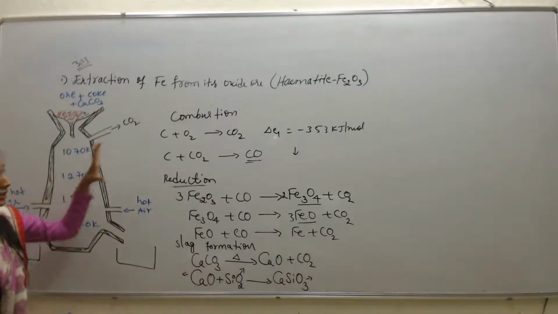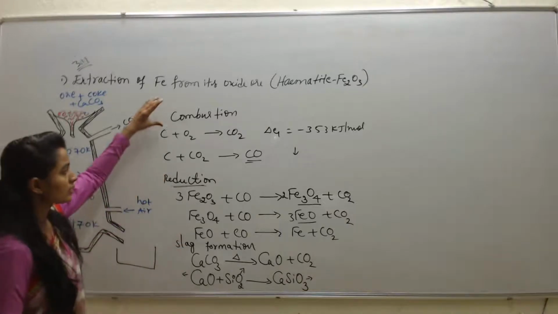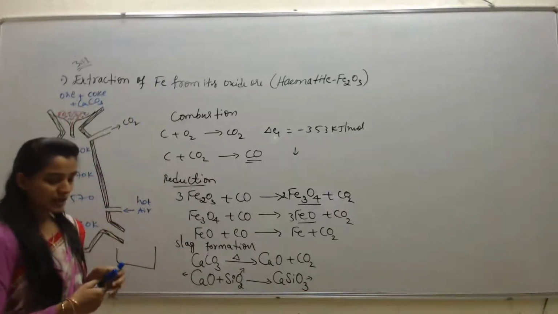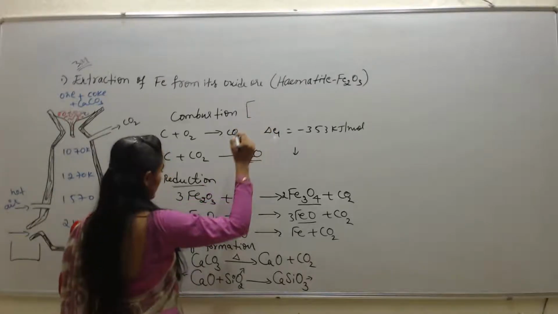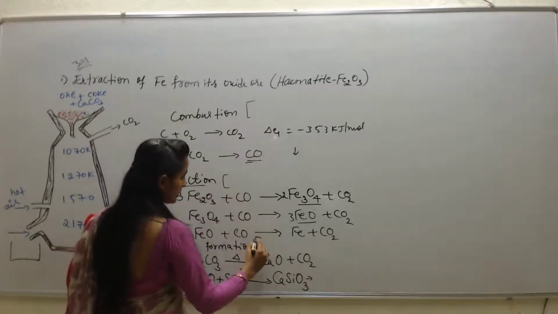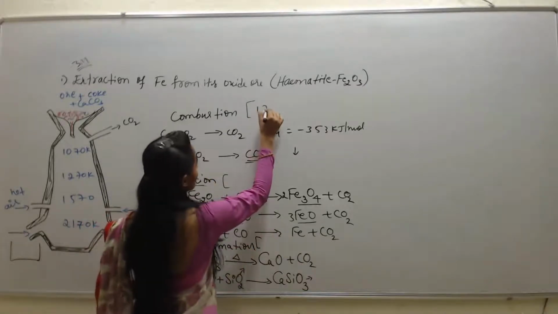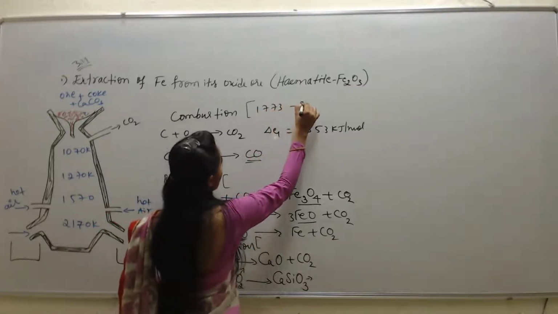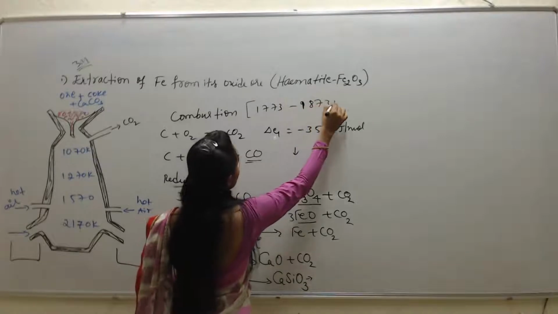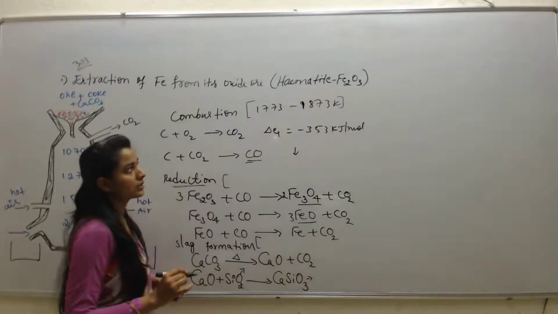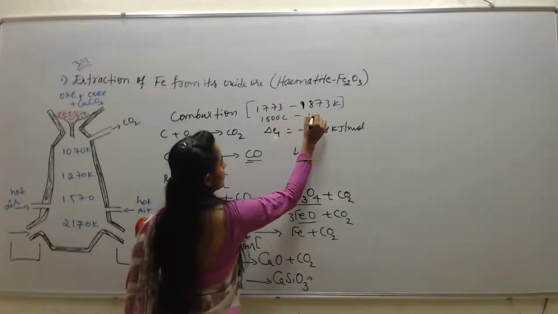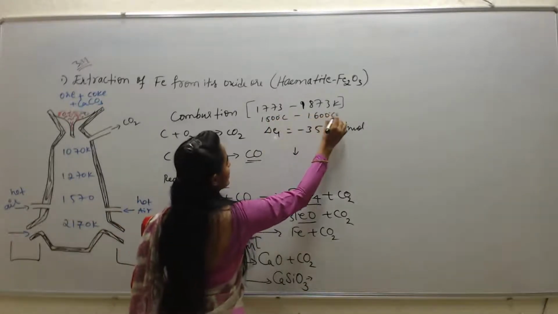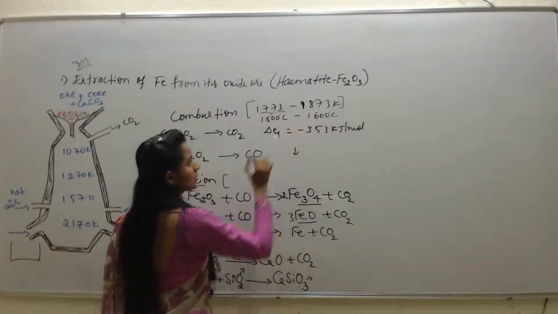So in the blast furnace, three types of zones are there: one is the combustion zone, the reduction zone, and the slag formation zone. This combustion zone takes place in the range of 1773 Kelvin to 1873 Kelvin temperature. So that means 1500 degrees Celsius to 1600 degrees Celsius. One is in Kelvin, one is in Celsius.